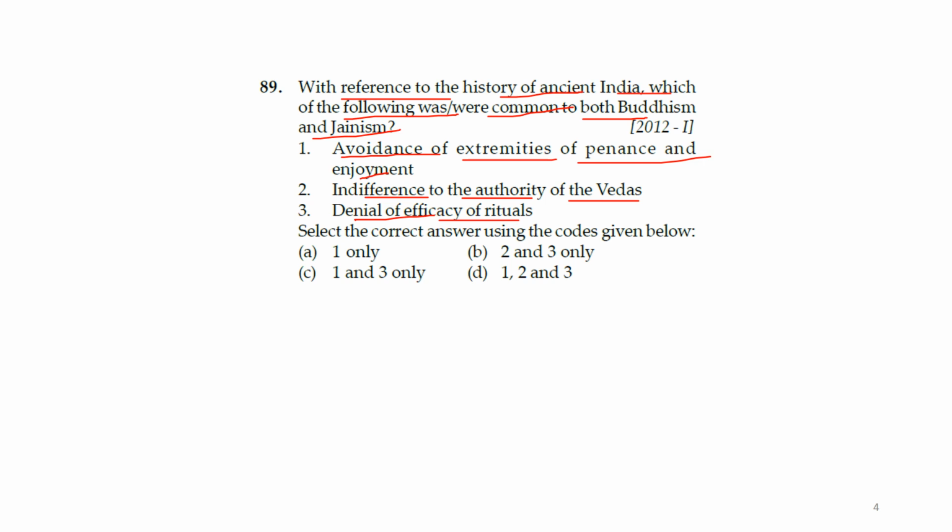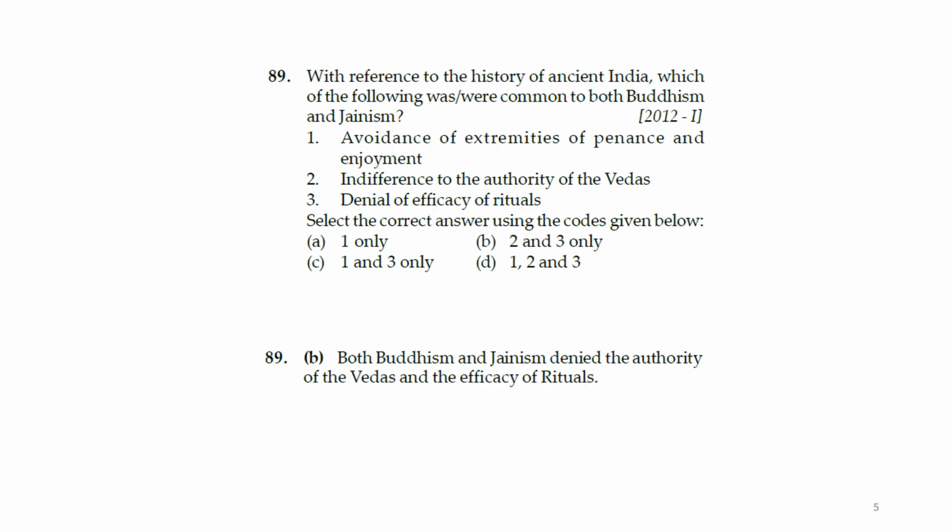They are asking what was common to Buddhism and Jainism. Avoidance of extremities of penance and enjoyment was not common. But the rest, indifference to the authority of the Vedas and denial of the efficacy of ritual, are correct. So the answer is B. Both Buddhism and Jainism deny the authority of the Vedas and the efficacy of rituals. If you read about Buddhism and Jainism, these things are given. Anyway, I will teach this ancient history as well, so we'll see these things there in detail.